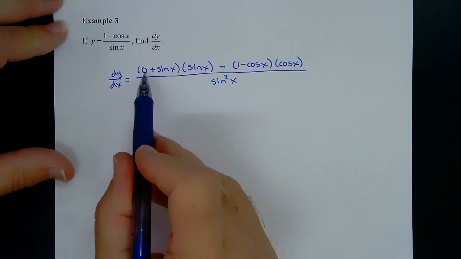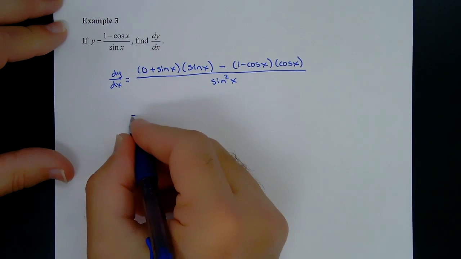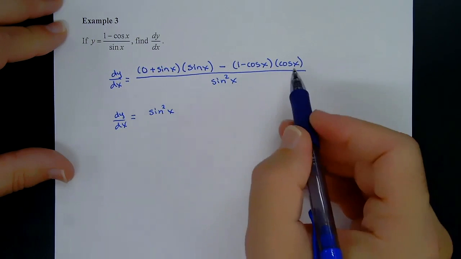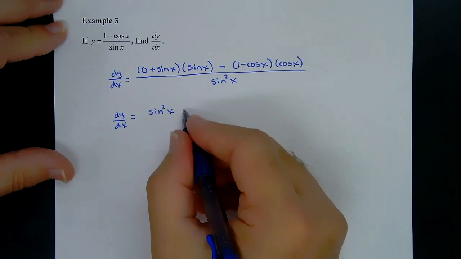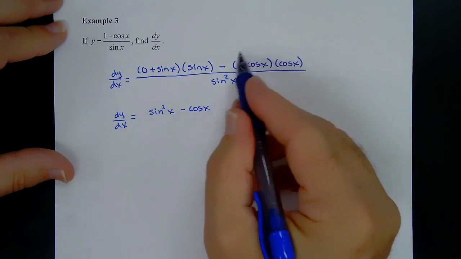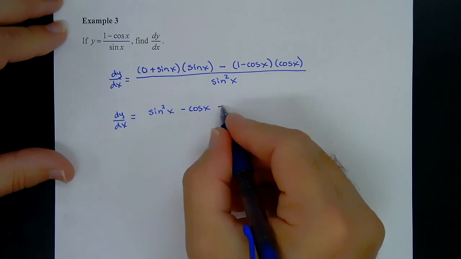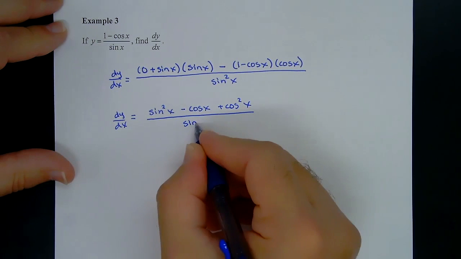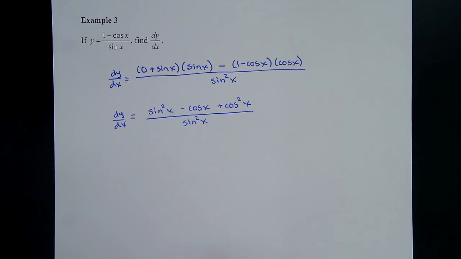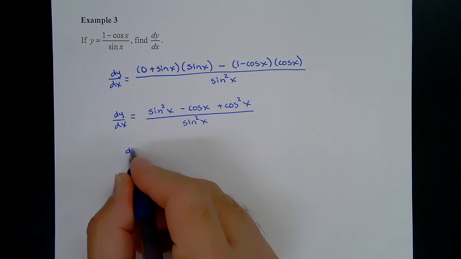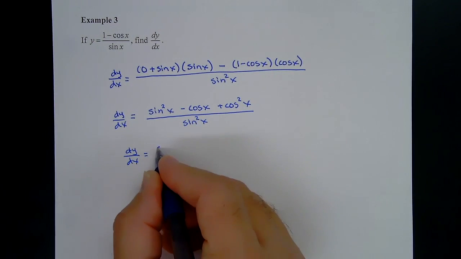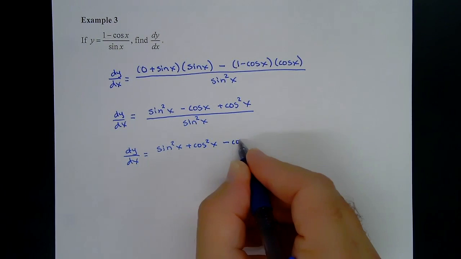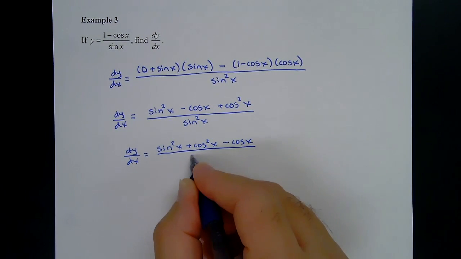Okay, so now let's start cleaning this up. This would just really be sine x times sine x. So that means dy over dx is equal to sine squared x. This is going to become cosine x, but I'm going to subtract it, so minus cosine x. And negative cosine x times a negative cosine x becomes positive cosine squared x over sine squared x. And then we can do some rearranging. So then dy over dx could equal sine squared x plus cosine squared x minus cosine x over sine squared x.